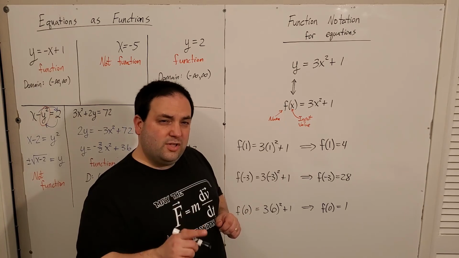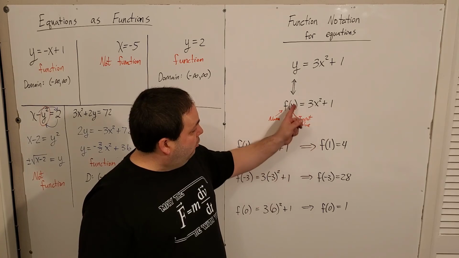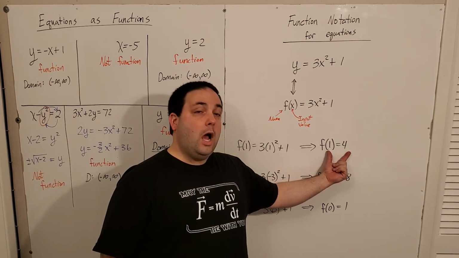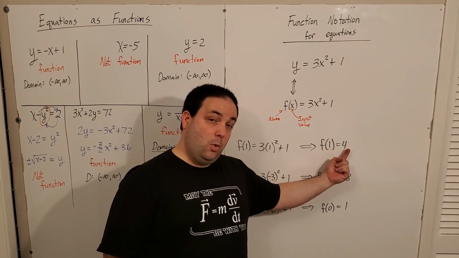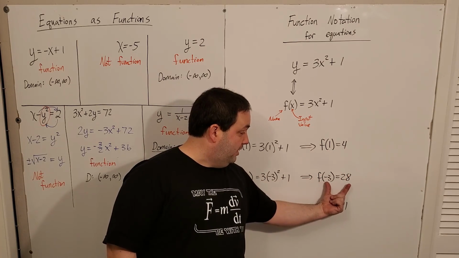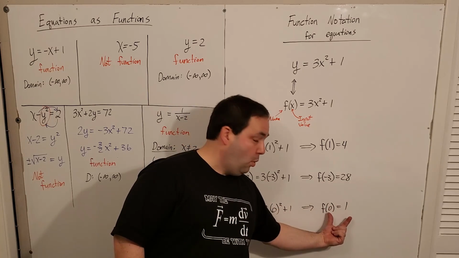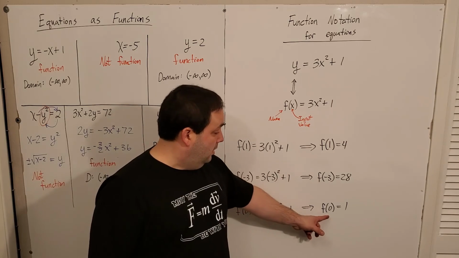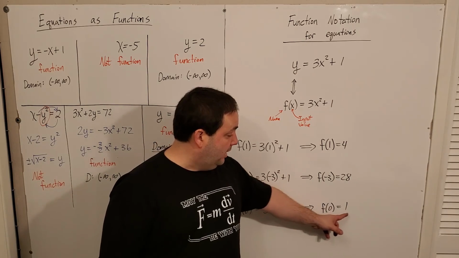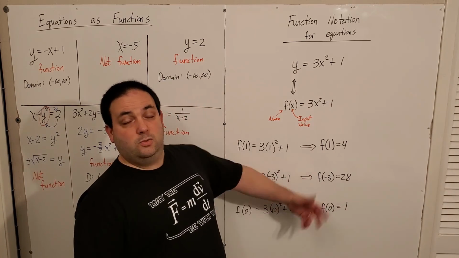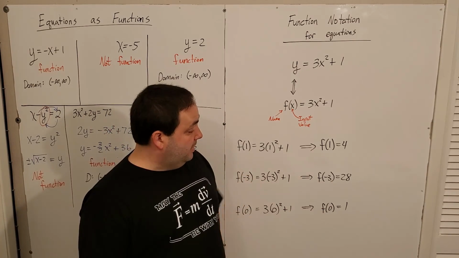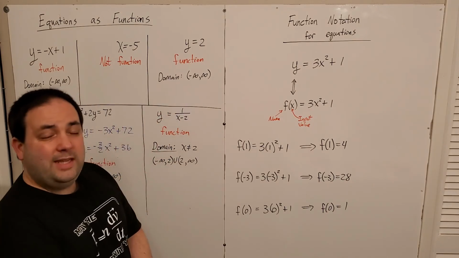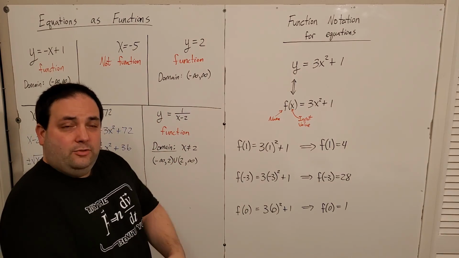Okay? Also, though, don't forget, if I were graphing this, on the graph of f, the point 1, 4, because that's an x, that's a y. The point negative 3, 28, and the point 0, 1. Right? Also, if you have something like this, don't forget, a point like 0, 1 is an intercept, because one of my coordinates is 0. That would be the y-intercept of this one. Okay? Well, I hope this helps you in your introduction to functions.